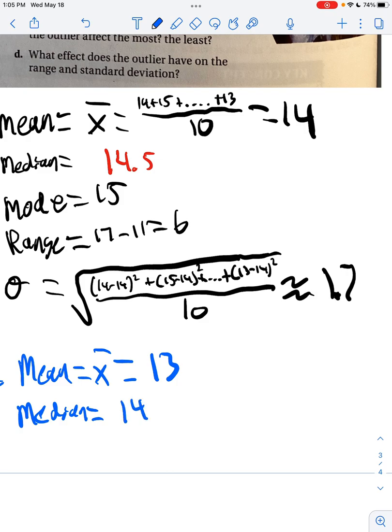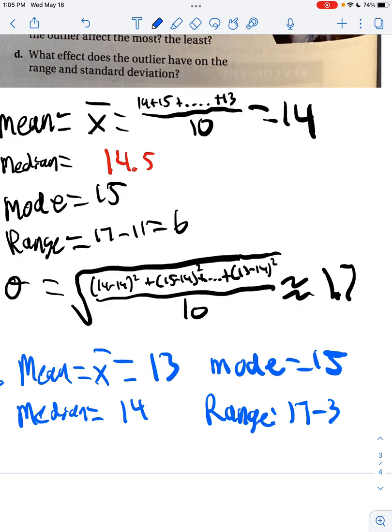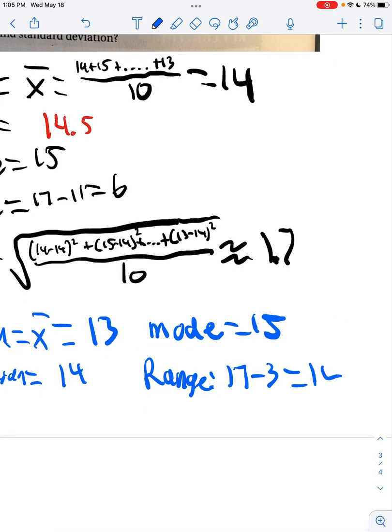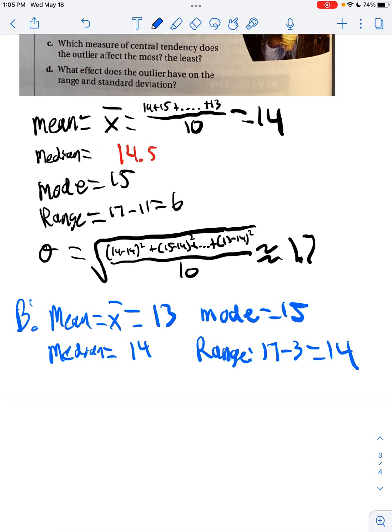And my mode is still, the mode hasn't changed. The mode is still 15. My range, 17 minus 3 this time. My range has increased a lot. My average decreased, my median decreased, my range increased. The mode did not change.